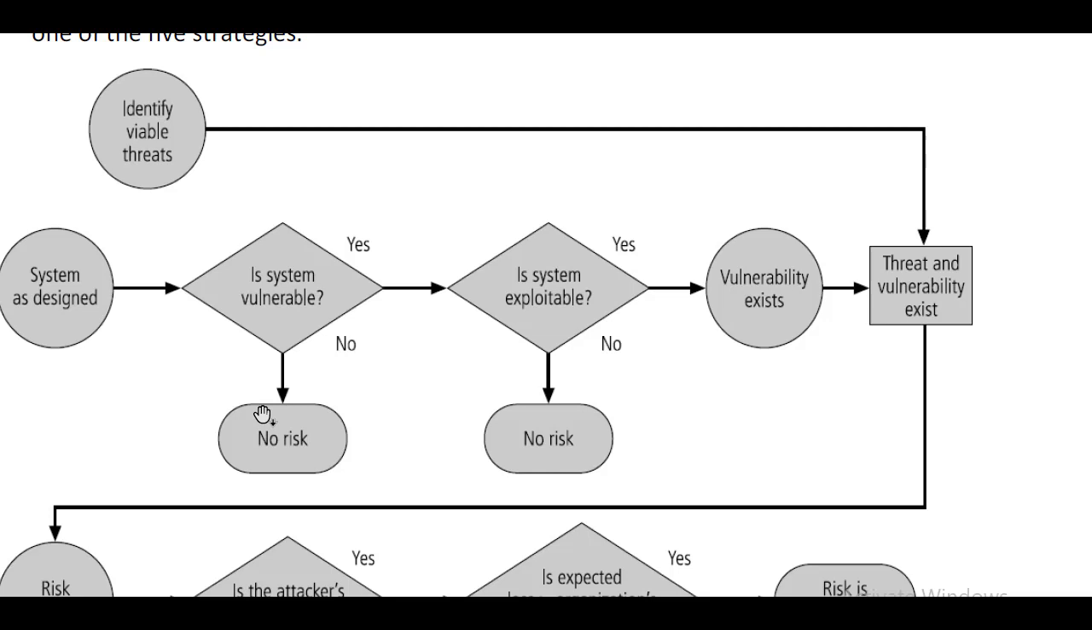So here is a flow chart that guides us on how to find out whether we have an acceptable risk or not. We start first: do we have a vulnerability? If no, which means that we have no risk. If yes, is this vulnerability exploitable? Can a threat exploit it? If yes, which means that the vulnerability exists, now we need to move to the control, or we need to see whether the threat with the vulnerability poses a risk that we might live with or not. So which means here that the risk exists.